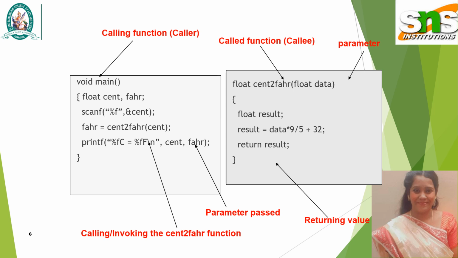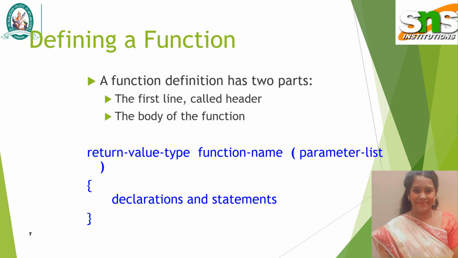The function here consists of cent, which stands for centimeter, and Fahrenheit, and those variables are used for calculating in the function. Those parameters are passed as values to a particular function. Here we are using terminology such as calling function, called function, parameters, invoking a function, and returning a value to a function. So this is defining a function.